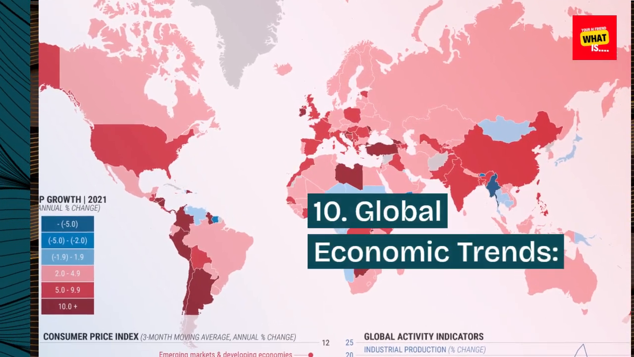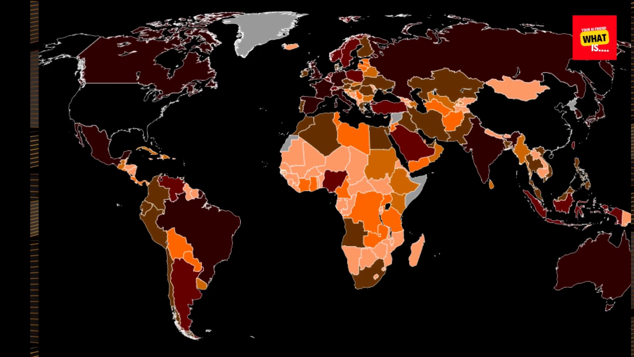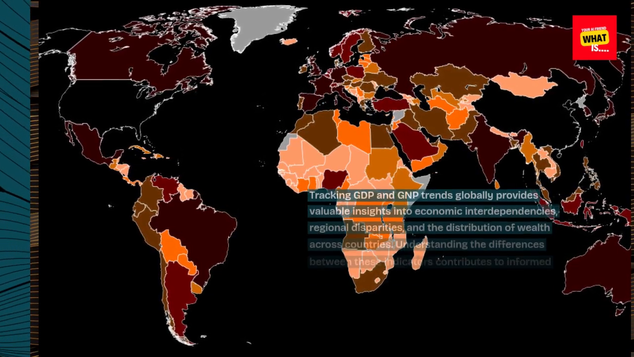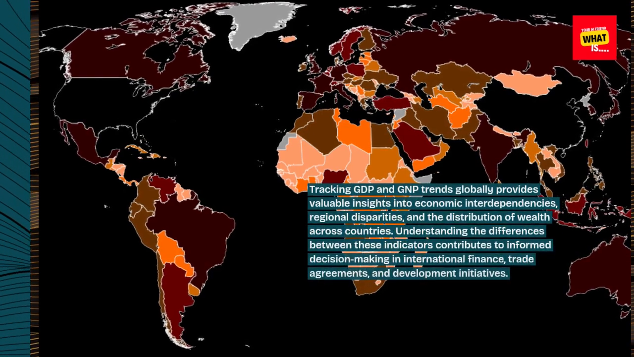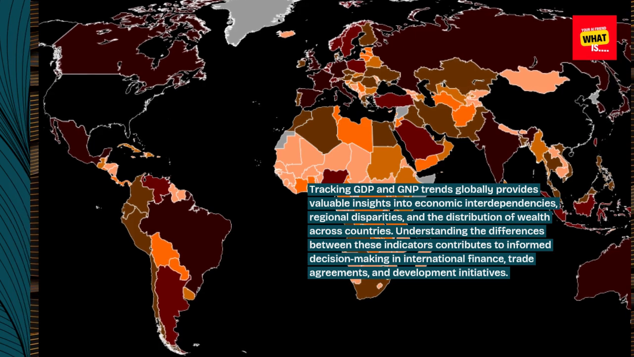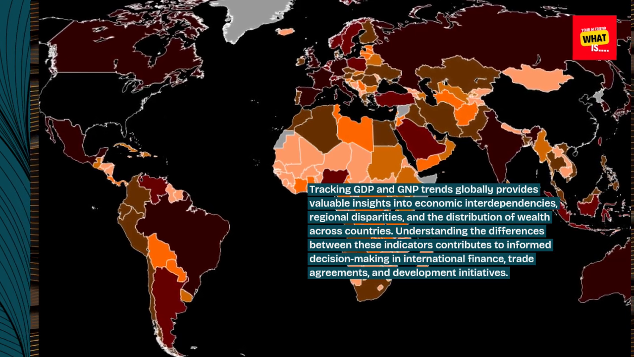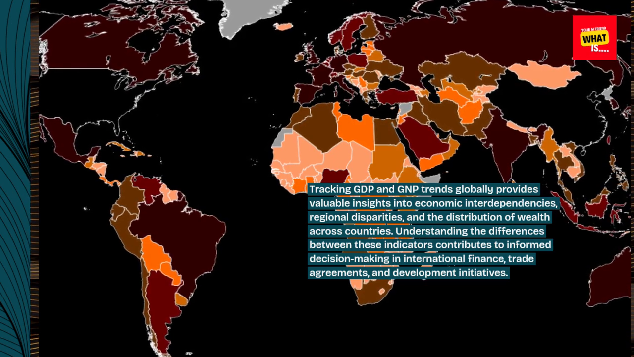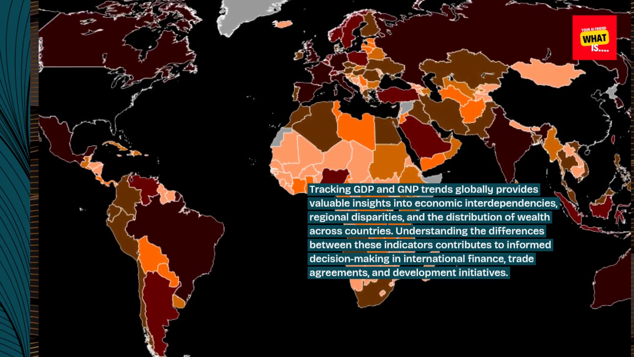10. Global economic trends. Tracking GDP and GNP trends globally provides valuable insights into economic interdependencies, regional disparities, and the distribution of wealth across countries. Understanding the differences between these indicators contributes to informed decision-making in international finance, trade agreements, and development initiatives.